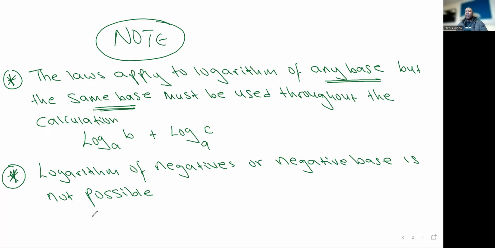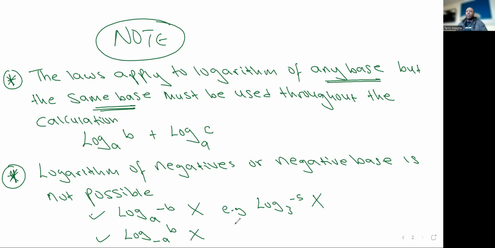So what I'm trying to say, for instance, you cannot have log of minus b to base a. This is not possible. Or you cannot have log of b to base minus a. So for instance, you cannot say log 3 of minus 5. You can't have something like this. Or you cannot have log minus 3 of 5. It's not possible to have negative numbers. All right. So we've said that, and let's keep that aside now.